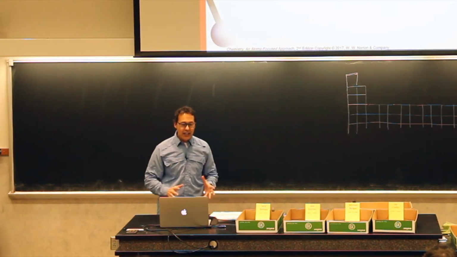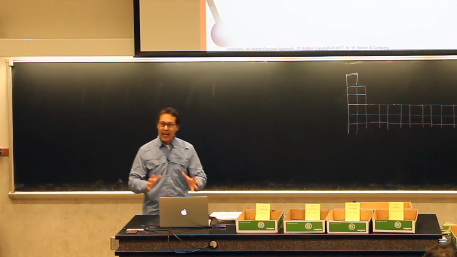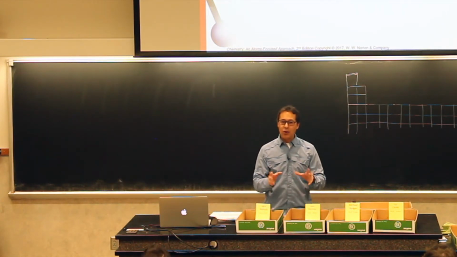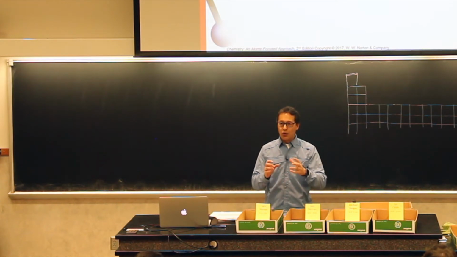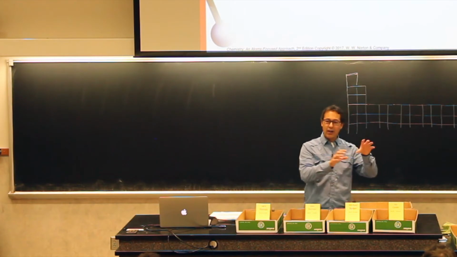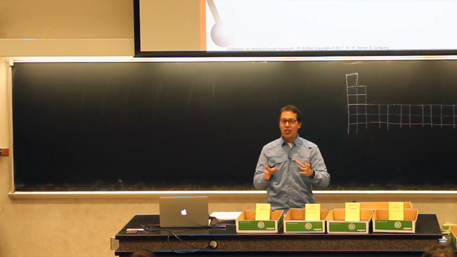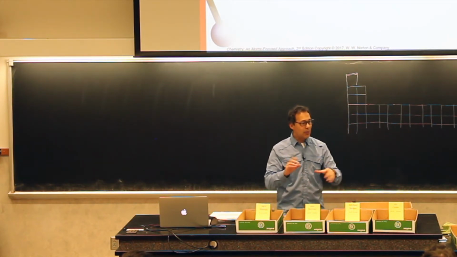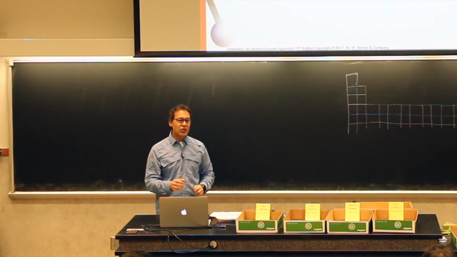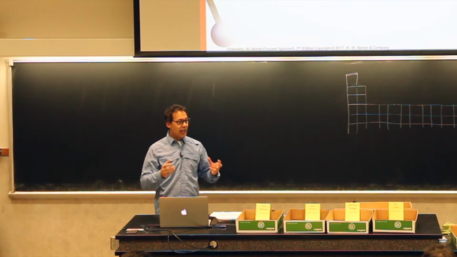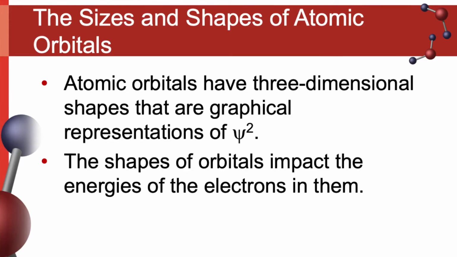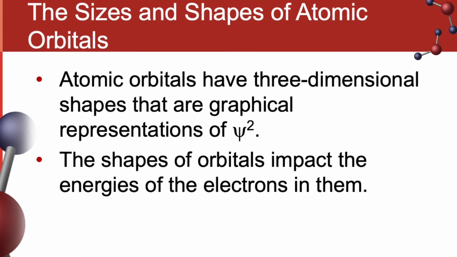Now, the sizes and shapes of atomic orbitals. The last time we got together, I had some models up here of the atomic orbitals. If you remember, that s orbital was spherical shaped, the p orbitals were barbell shaped, and the d orbitals were kind of teardrop shaped. There are different shapes to these. Now, there are mathematical equations that describe these shapes. That is the highest probability of where we would find these electrons. And these are Schrodinger's equations.